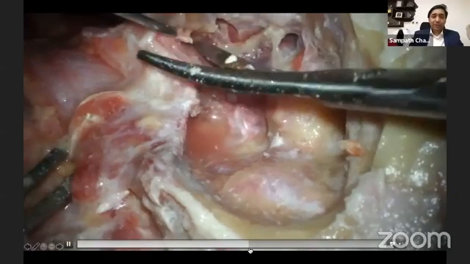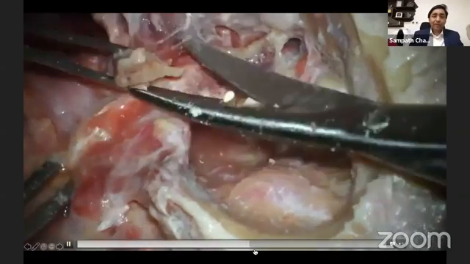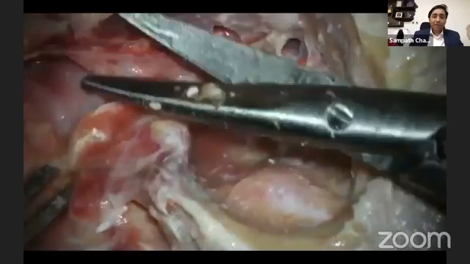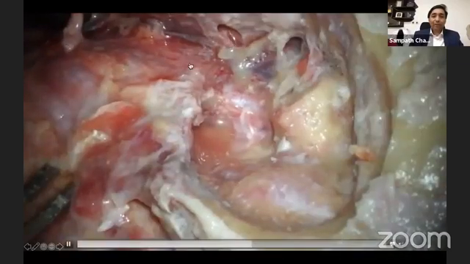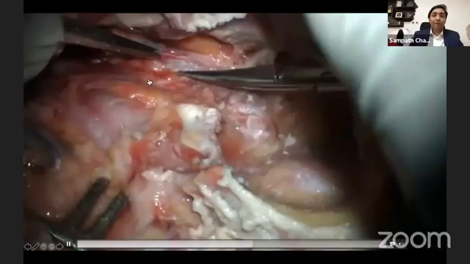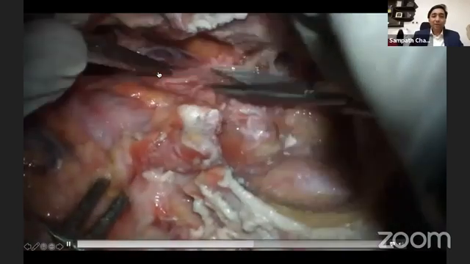Now we resect the styloid process. By doing so, we are now completely in control of the carotid. Just under the styloid, you get the carotid. Do a little bit of dissection and you'll find the carotid.